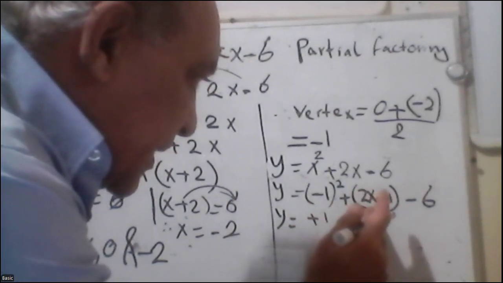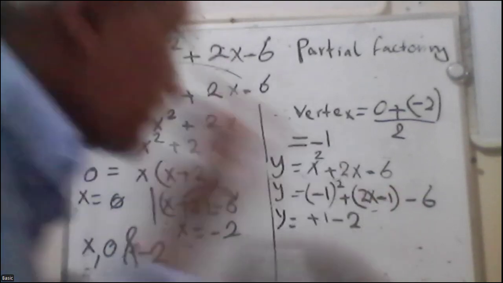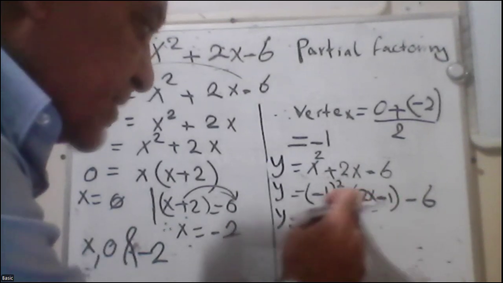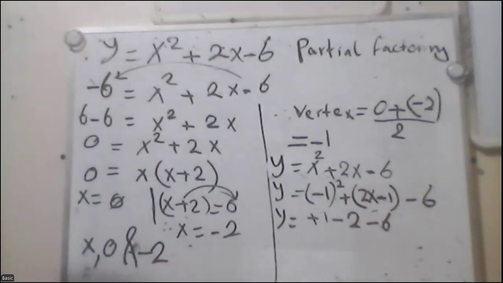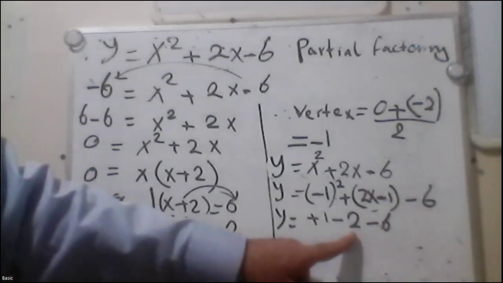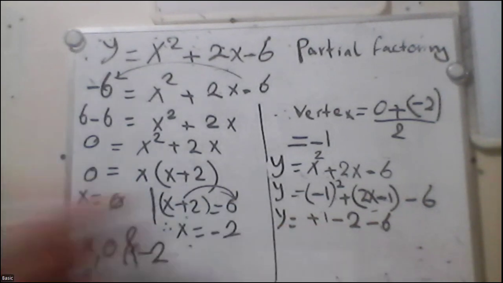Plus, and this is minus 2. So this will be minus 2: 2 multiplied by 1 by minus 1, minus 2. Minus and plus, it will be minus 2. And this is minus 6. So here now, 1 minus 2 is minus 1, and minus 6 will be minus 7.